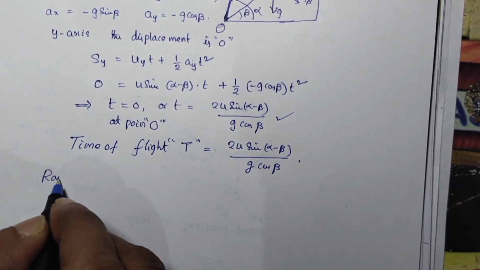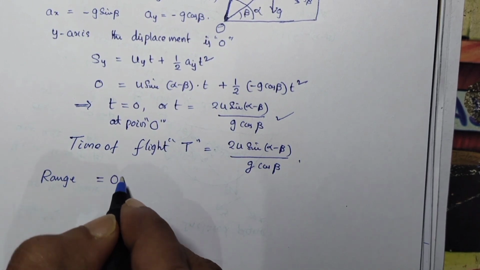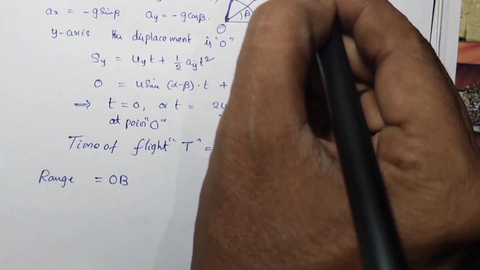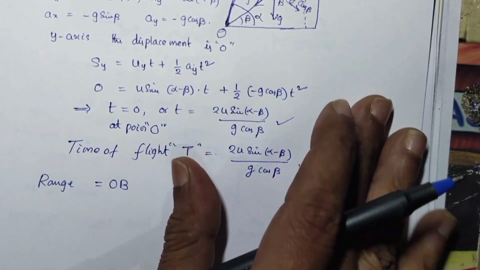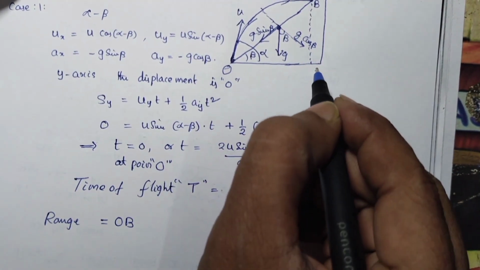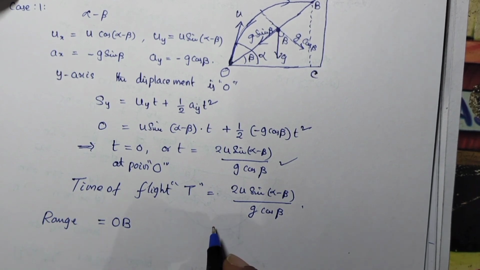Range means range in the x-axis direction, range is equal to OB. To find OB, let us take this as a right angle triangle. Let this be some point C. OB is equal to, you see, cos beta is equal.